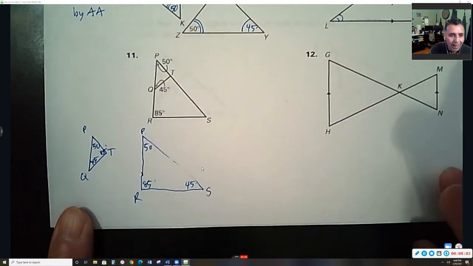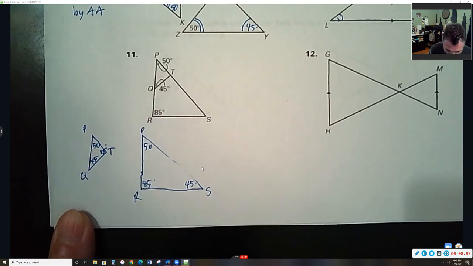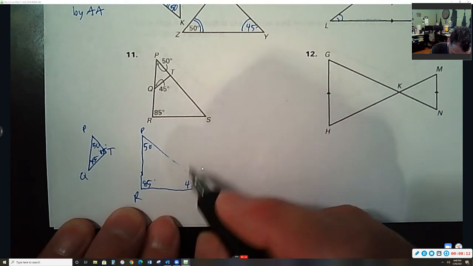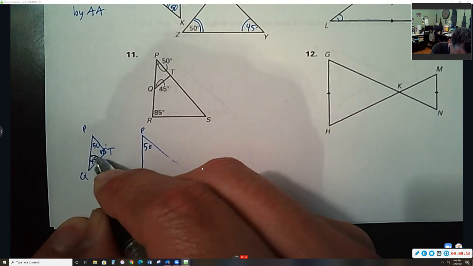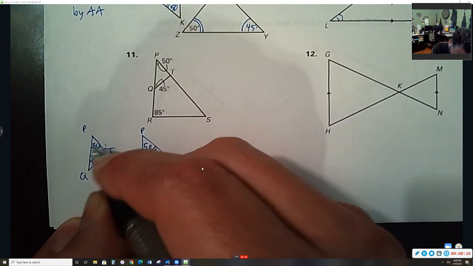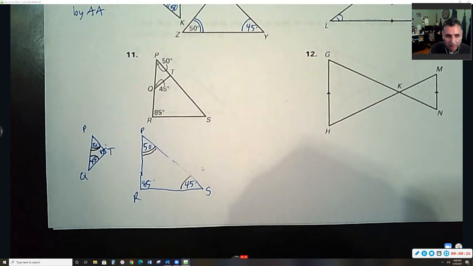And it's real small, but they are congruent, because again, if I go from smallest to biggest, that 45 degree angle is equal to this 45 degree angle. This 50 degree angle is equal to this 50 degree angle. Okay, so there I found two pairs of angles that are congruent.